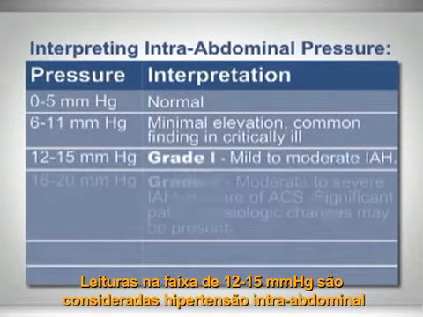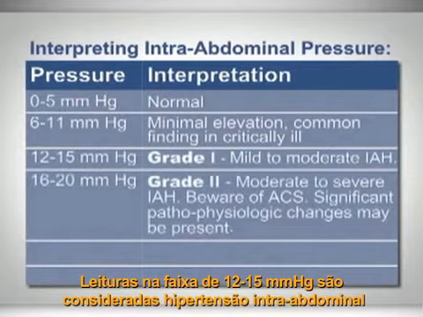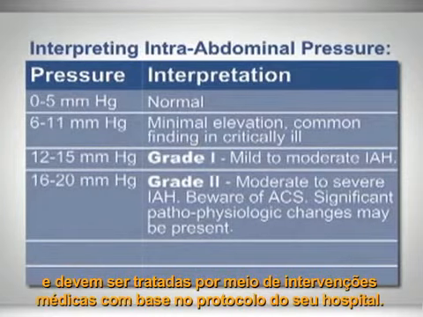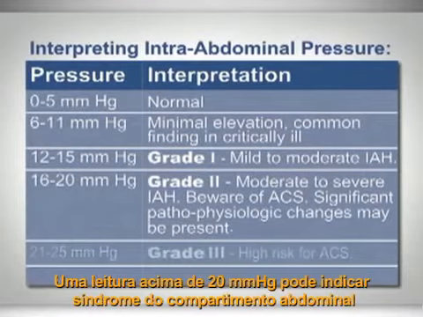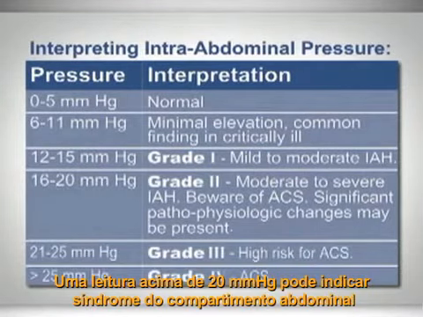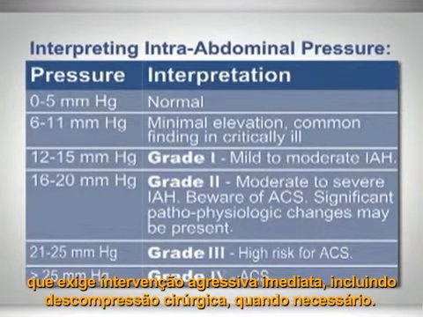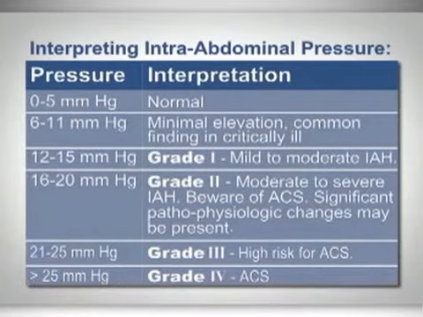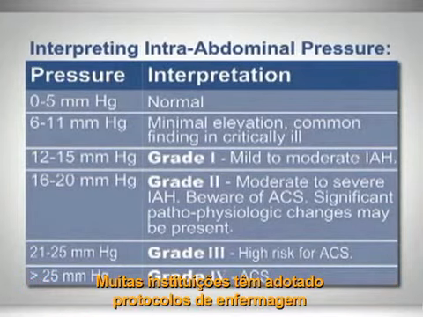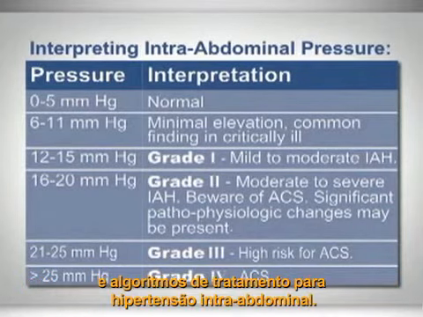Readings in the 12 to 20 millimeter range are considered intra-abdominal hypertension and should be treated using medical interventions based on your hospital protocol. A reading above 20 millimeters may indicate the abdominal compartment syndrome requiring immediate aggressive intervention, including surgical decompression if necessary. Many institutions have adopted nursing protocols and treatment algorithms for intra-abdominal hypertension.